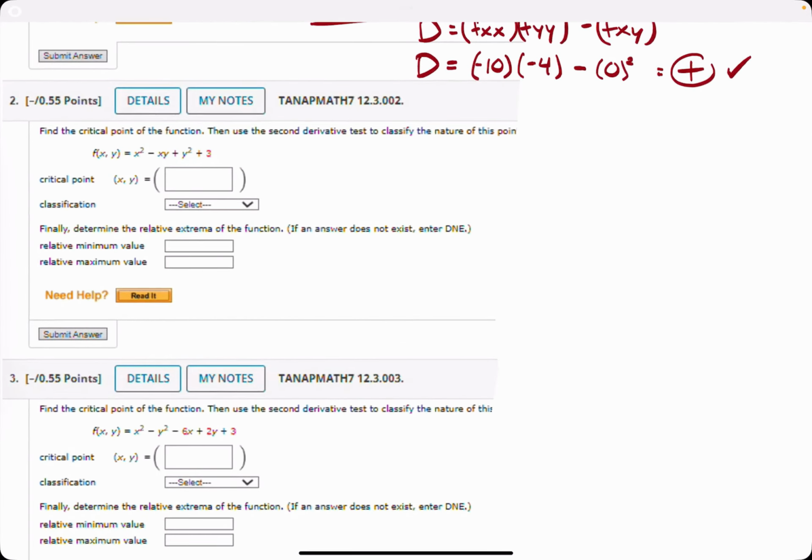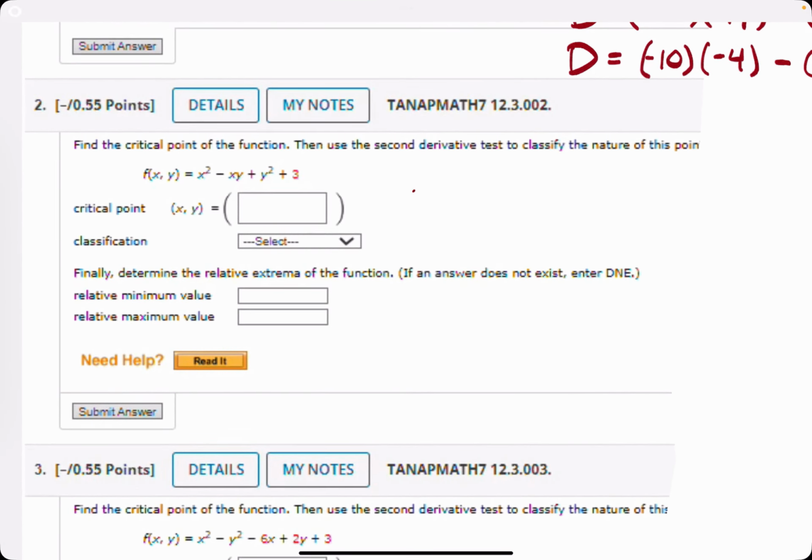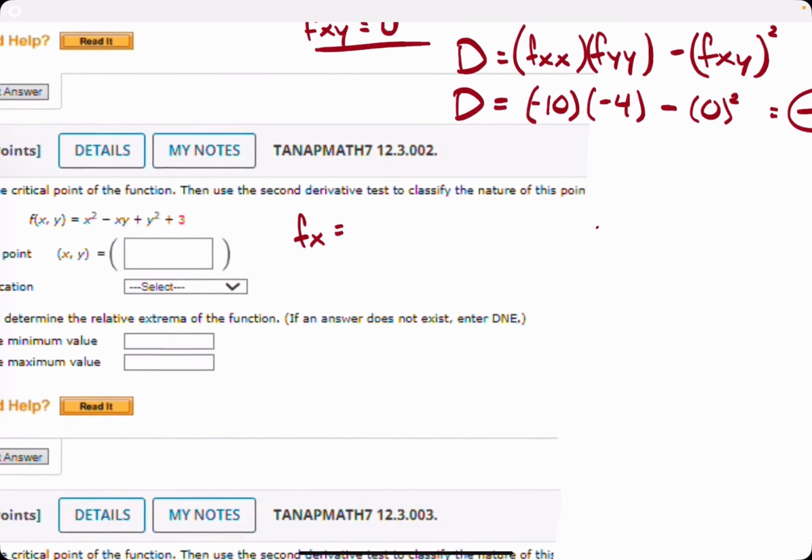Number 2, let's at least do 2 and 3 in this video as well. It's going to be a lot of parts for this WebAssign. Once again, critical point of the function. I'm going to write fx and fy up here. I'll do it like this time. Try to be a little more strategic.